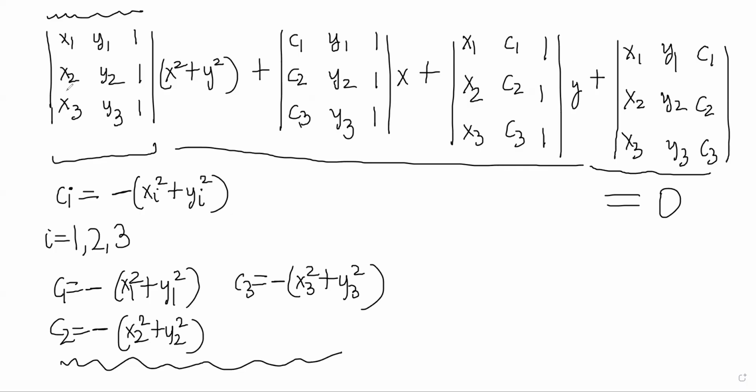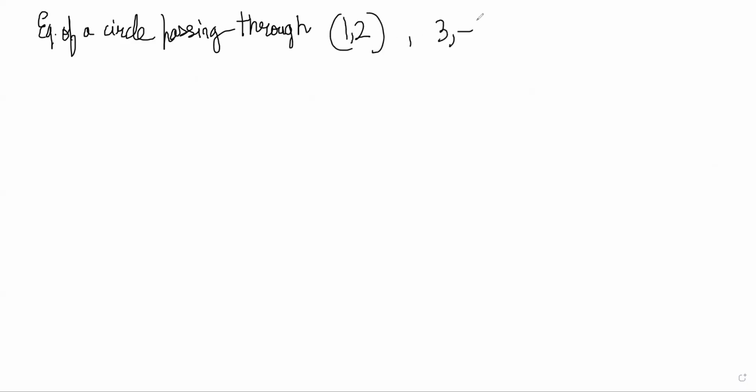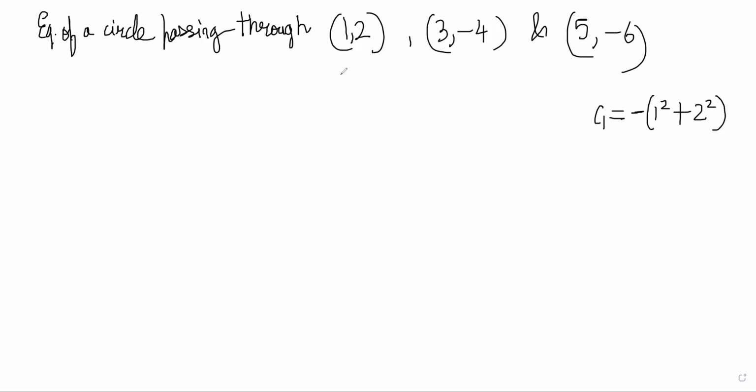So, we have to find the equation of a circle passing through these 3 points: 1, 2, 3, minus 4, and 5, minus 6, right? The first thing I will do is I will calculate C1, C2, C3. So C1 is minus of x1 square plus y1 square. So this is my x1, y1, this is x2, y2, and this is x3, y3.